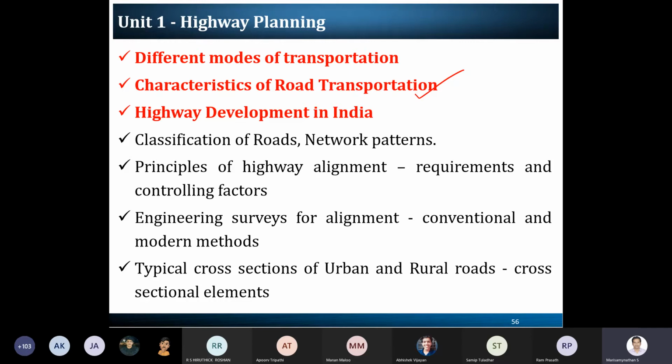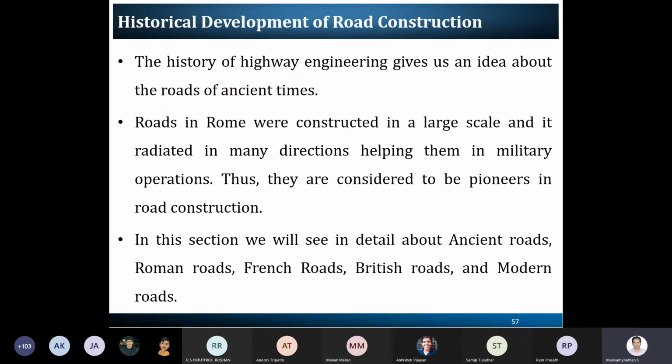So next will be the highway development in India, how it happened, that we will see historically. In yesterday's class, I told that the Romans gave a lot of contributions to the development of road structure throughout the world on a larger scale. So that's why we refer to the Romans as pioneers in the field of road construction. So historically, how the development happened in ancient times, okay, it was an ancient road initially.